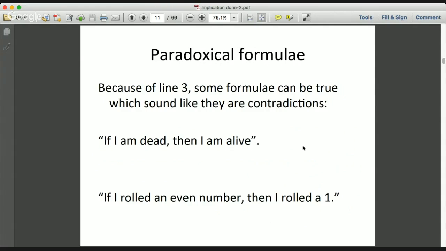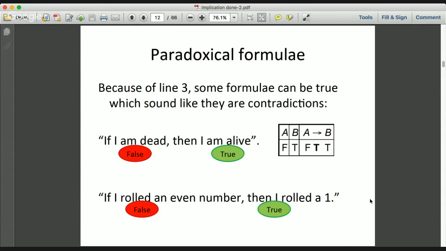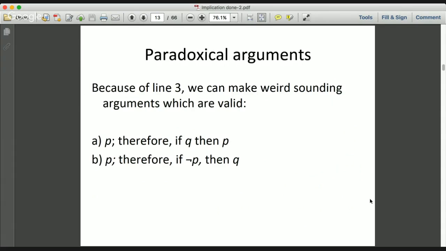Or take: if I rolled an even number, then I rolled a 1. If it's true that I rolled a 1, then if something false, like I rolled an even number, then something true. So this conditional is true, but saying if I rolled an even number, then I rolled a 1 sounds like a contradiction. It's not just unintuitive; it's downright wrong. It's about as wrong as anything could be. So these are the things that people talk about as paradoxical formulas. Okay, good. I've just spelled it out in more detail. Great. Yes, I must admit, my example wouldn't fix that.